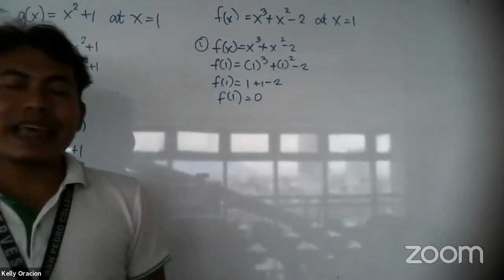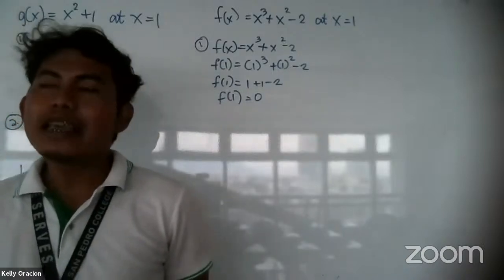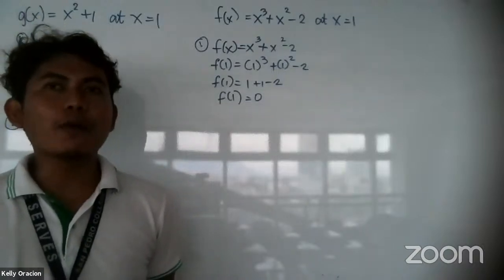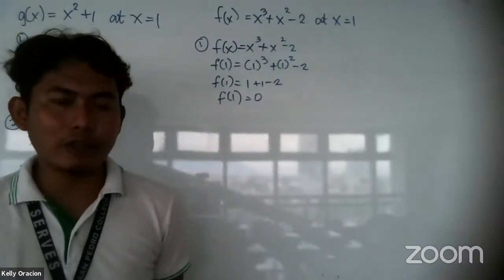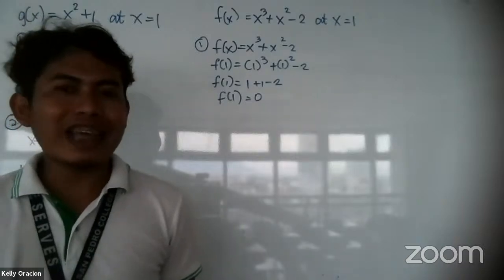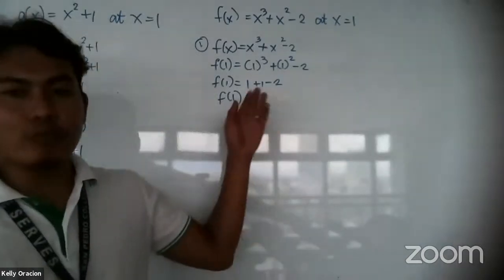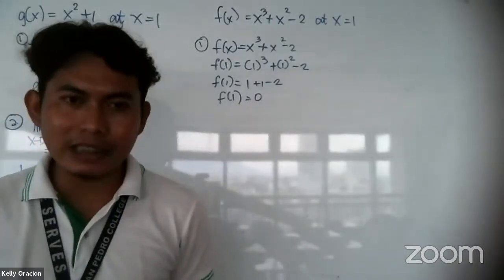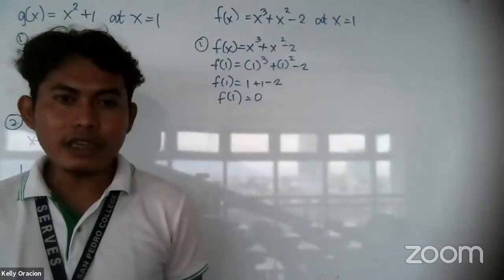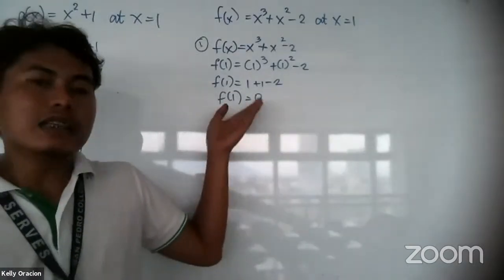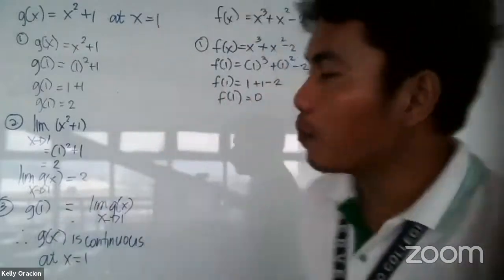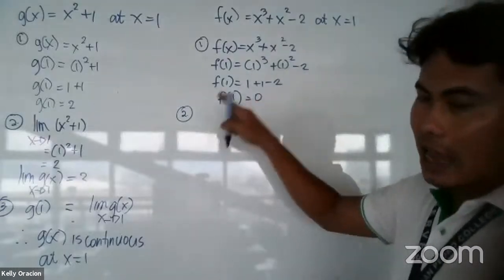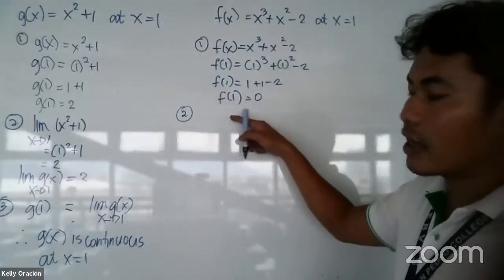Now my question, does 0 exist? Yes, 0 is still a real number. So it is not true that it fails to be continuous just because it is 0. F of 1 is equal to 0, which exists, and 0 is a number. So let's proceed to the second condition.